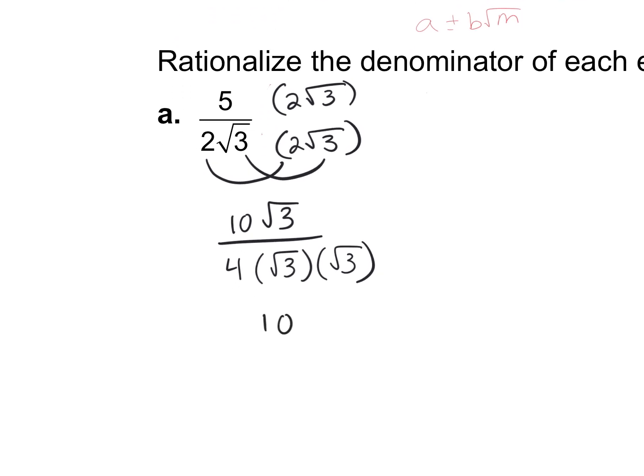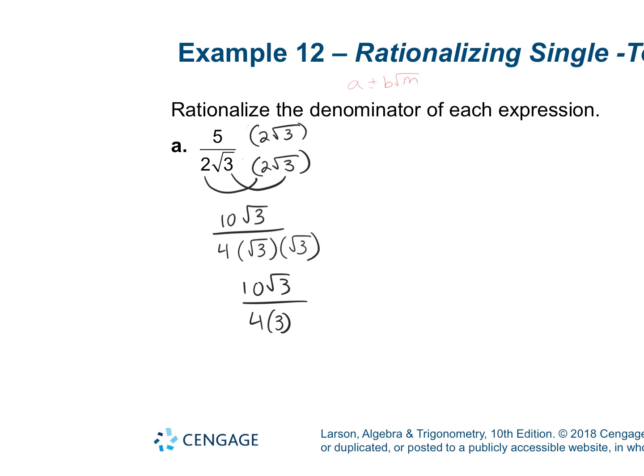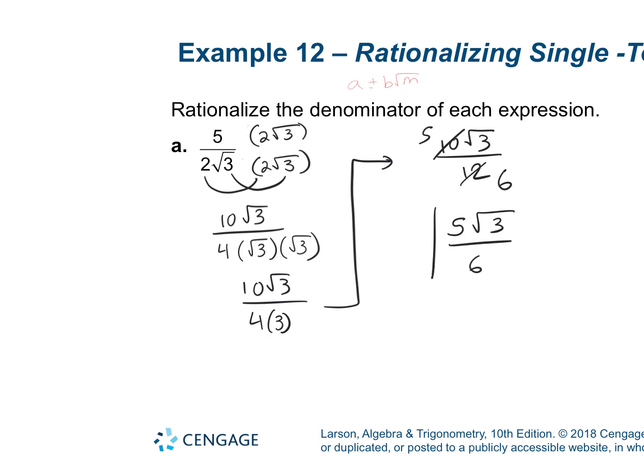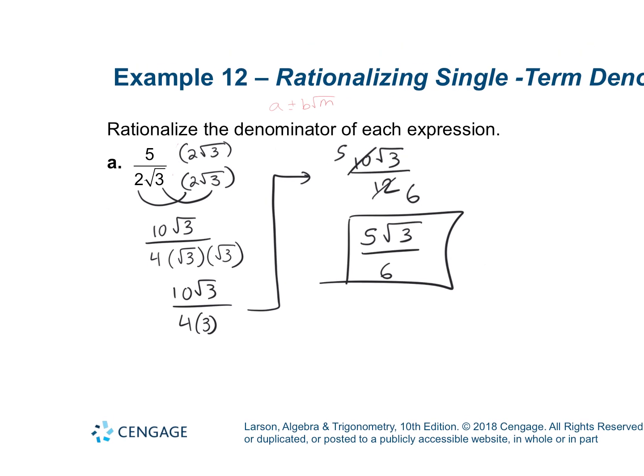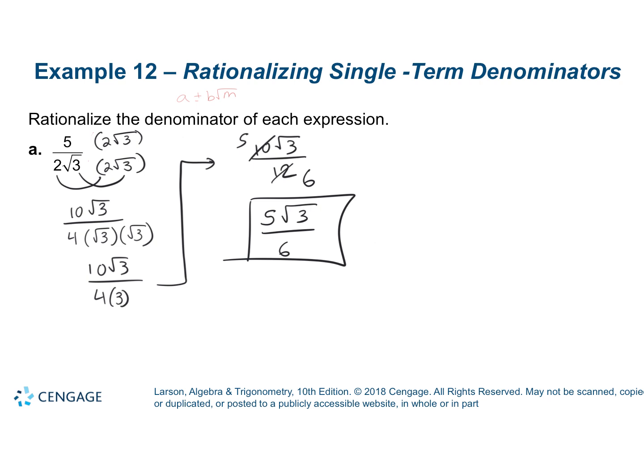So it's going to be 10 root 3, 4 times 3. So it's going to be 10 root 3 over 12. And you can simplify that. You can simplify the 10 and the 12. I'm going to divide by 2, so this becomes 5 and this becomes 6. So we end up with 5 root 3 over 6. That would be your final answer. The key part of rationalizing the terms is because you don't want a root on the denominator.